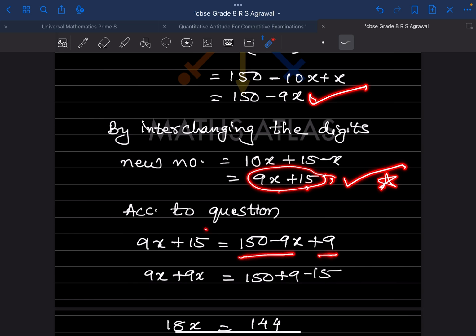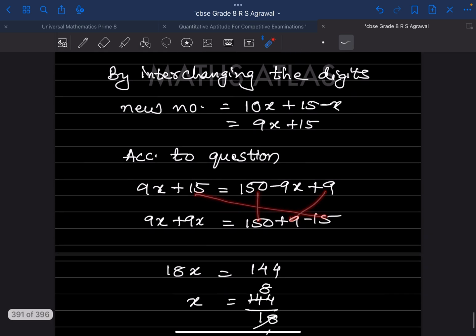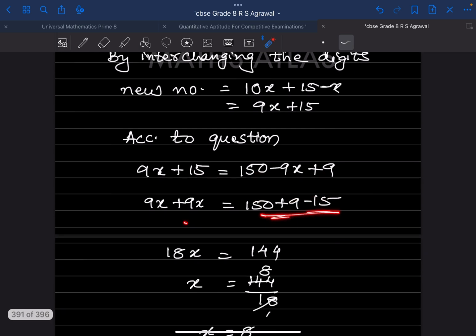So the interchanging number should be on the left hand side and plus 9 should be added over here. This is the important step. So now here 9x, if you bring this minus, it is going to be plus 9x. So 150 plus 9 and this is going to be minus 15. So 18x is going to be 144. So x is going to be 144 divided by 18.